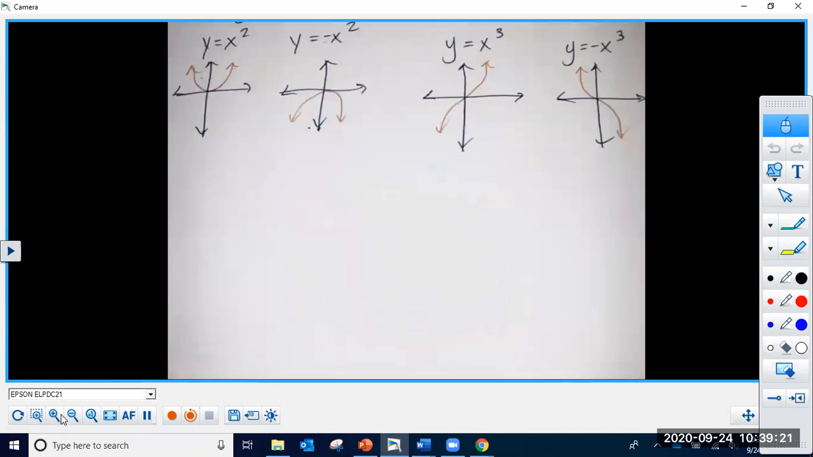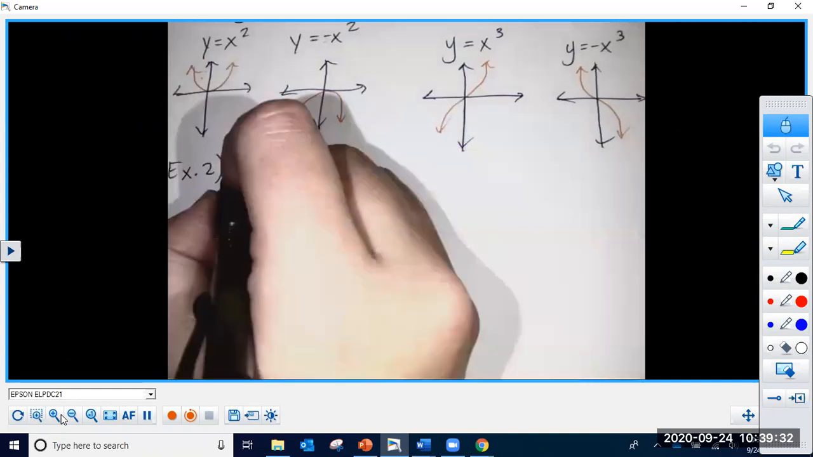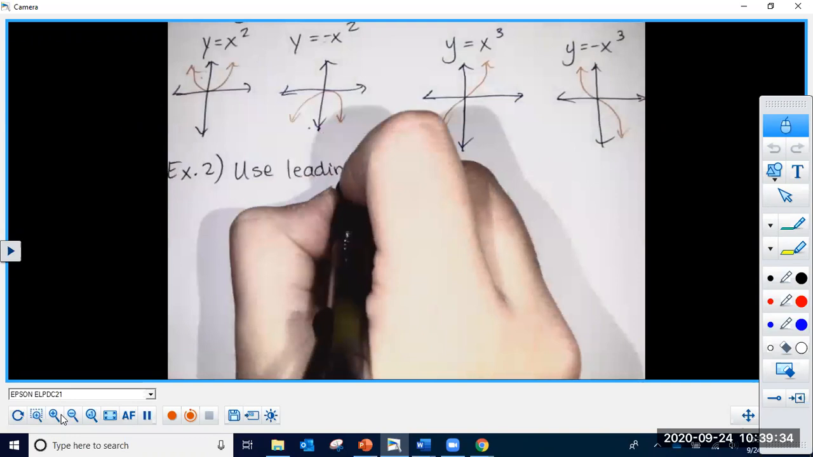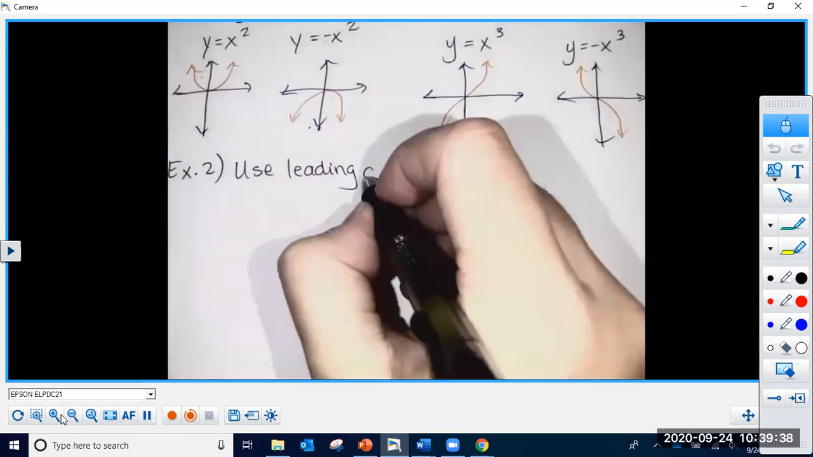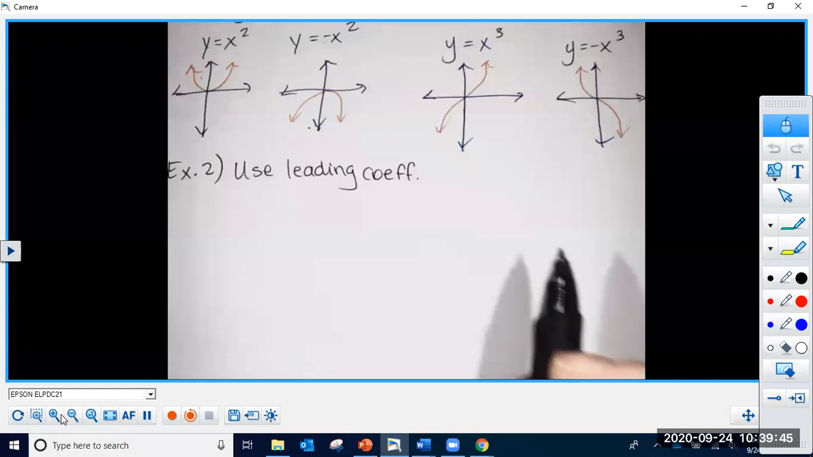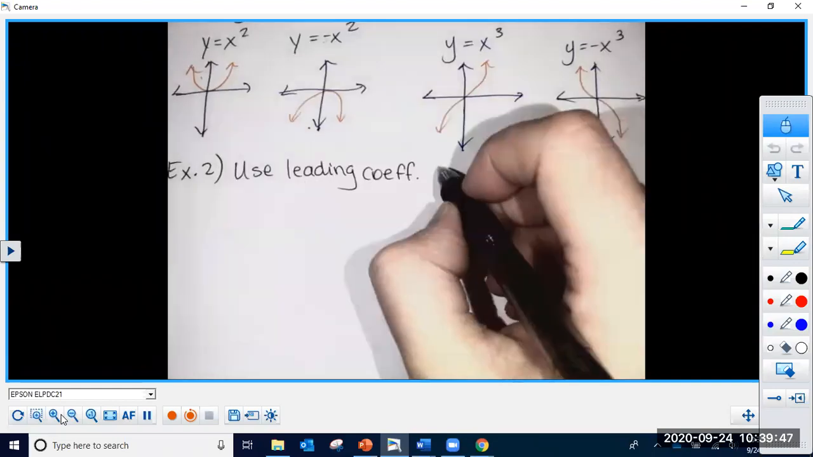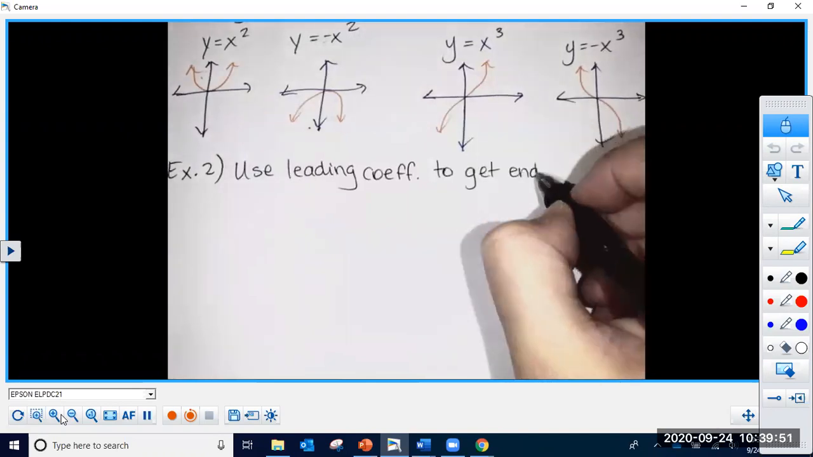All right, we're just going to look at a few. This is actually in the middle of page 3 in your notes. This is example 2 that I have. It says use the leading coefficient test, which means you find your term with the highest degree and look at the sign in front of it. If the degree is even and the number is negative, down, down, and so on. So use the leading coefficient to get end behavior.